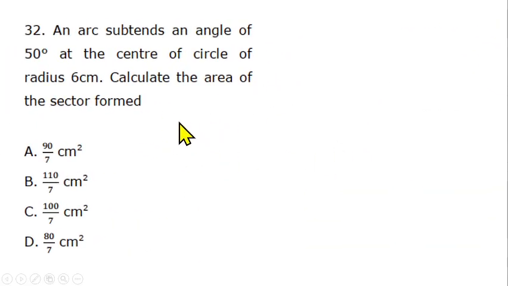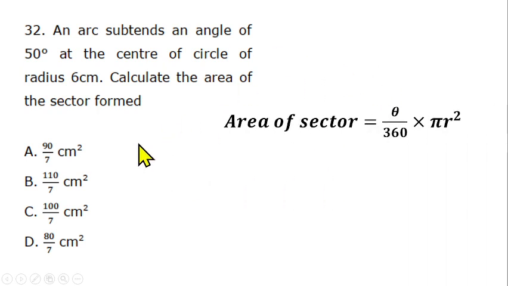Question number 32 is from a circle. We are given that an arc subtends an angle of 50 degrees at the center of the circle, radius 6 centimeters. Calculate the area of the sector formed. So we know that when you have a circle and we have radii in a circle, then the radii plus the arc will form a sector. So that means you have to find the area of the sector, given the angle the arc subtends at the center to be 50 degrees and the radius of the circle is 6 centimeters.